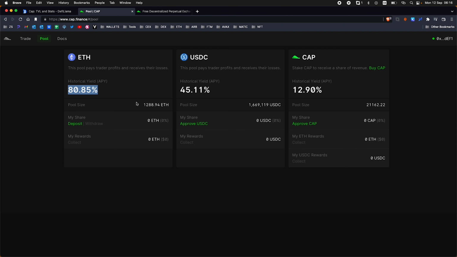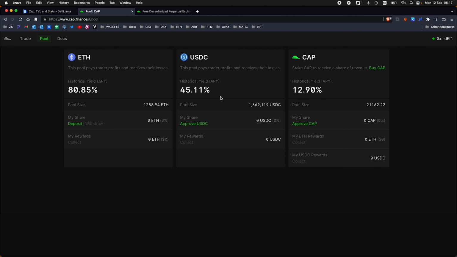So the returns are based on traders' profits and losses, and it just so happens that traders on average over time lose money. So the longer you're in this, the more likely you are to make money. And then I guess the size of the pool and the amount of volume is going to dictate how much in fees you're going to get back and earn. It's the same kind of sense for USDC as well, at 45%, which is a really nice amount as well.